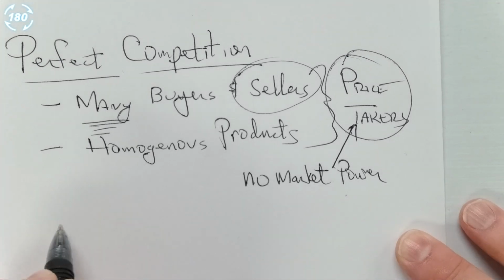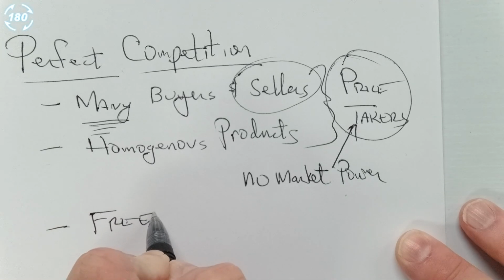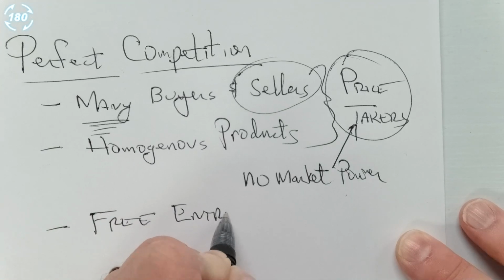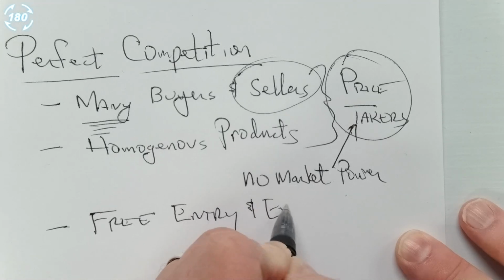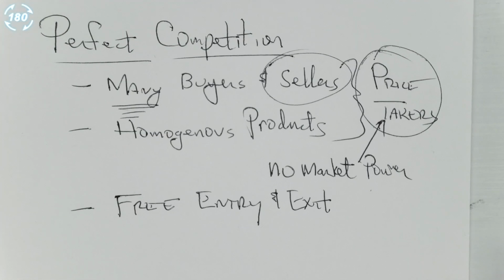And then firms can freely enter and exit. So you have free entry and exit. The idea here is that no one, say, has a patent on this product, so no one has a particular license or anything that excludes other people. There are low barriers to entry, might be another way of putting this.